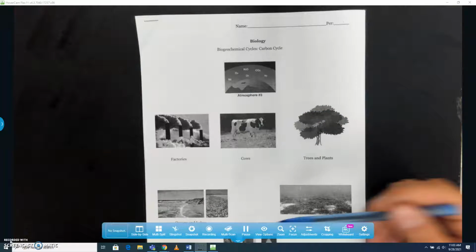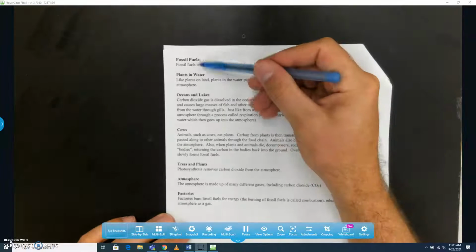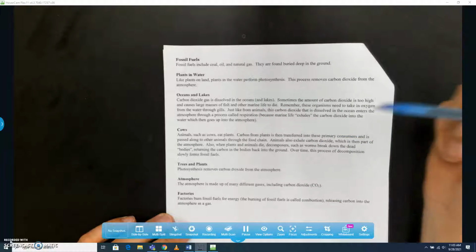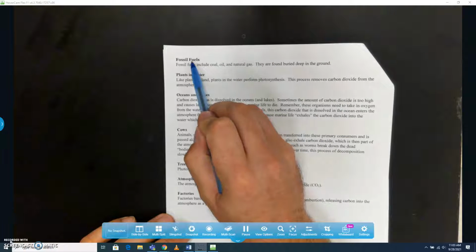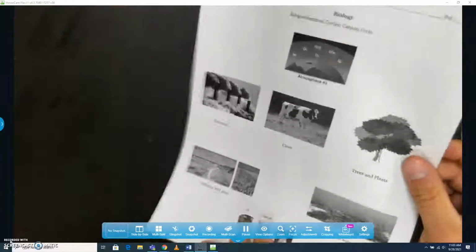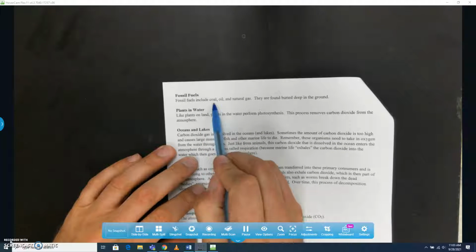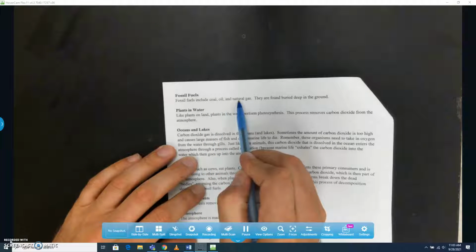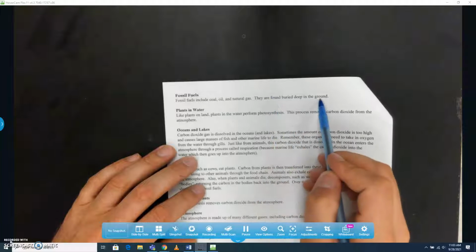So how do you figure out where the arrows go? On the back side of each of these pages, you'll find some information that tells you a little bit about each image on the front. For example, fossil fuels is located on the front, down here at the bottom. Fossil fuels include coal, oil, and natural gas. They're found buried deep in the ground.